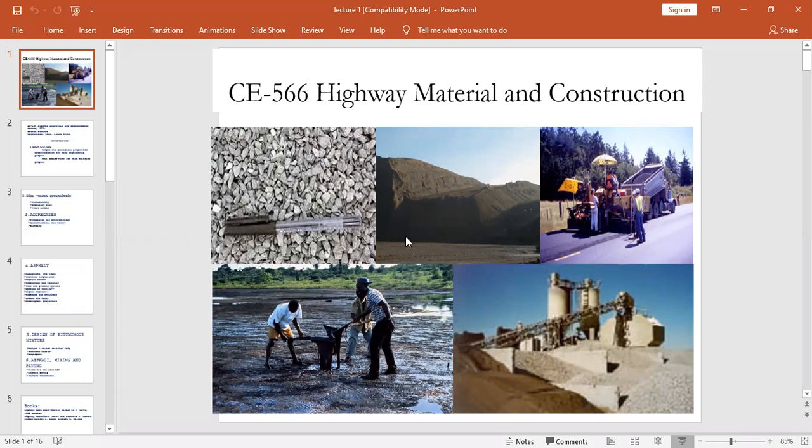This is our first lecture on highway material and construction. The code is CE 566. What are the contents? These are the contents.